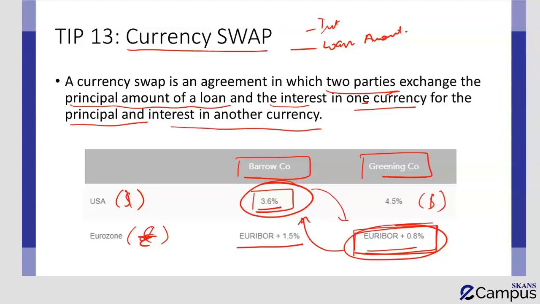As a result, both parties benefit from this exchange because Barrow is able to get a loan of euro at Euribor plus 0.8% and Greening is able to take a loan in US dollars for 3.6%. In essence, Barrow takes a loan in dollars and they exchange their principal and interest rate. So these are the 13 tips that are extremely essential that you should be knowing about. If you have confusions regarding any of these tips, it is recommended that you do further understanding of these concepts and it will be very much beneficial for you.